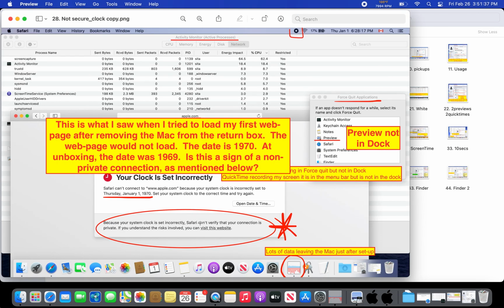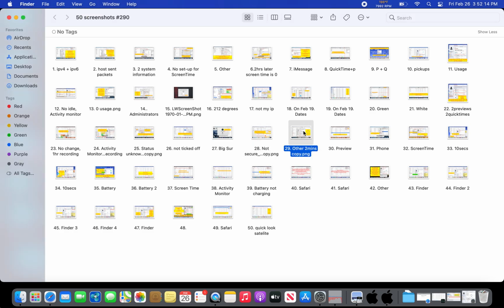All right, and then this is when it says 1970. It wouldn't even load any page. It says because the system clock is set incorrectly, Safari can't verify your connection is private. A lot of data is moving in and out of the computer at the time, but I couldn't load a web page. I couldn't do anything. Right. Websites have protocols too. So this was Apple.com. They require time; time is very important. It is completely important for websites and doing basically anything that revolves around the internet. It can cause instability. Right. So the fix is to set the correct date and time. Got it.